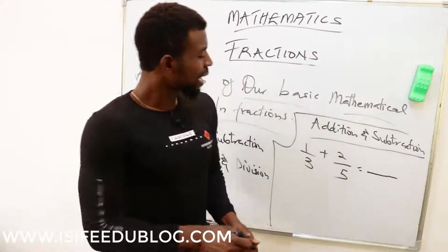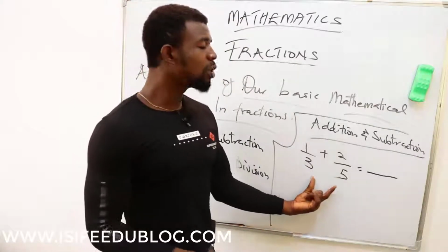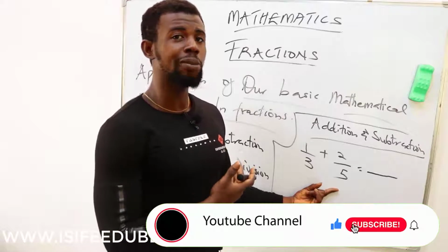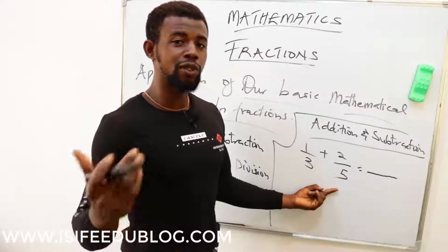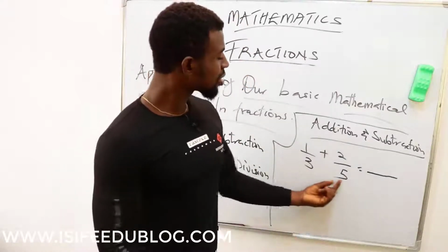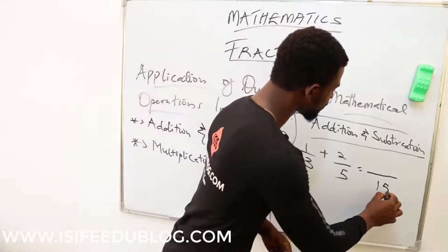Alright? After that, I will go to the denominators of the fractions involved and look for their LCM. We treated LCM in our video on introduction to mathematics, so you can refer to that video if you've forgotten or if you need to refresh your memory. Now we have 3 and 5, right? What is their LCM? The LCM of 3 and 5 is definitely 15.